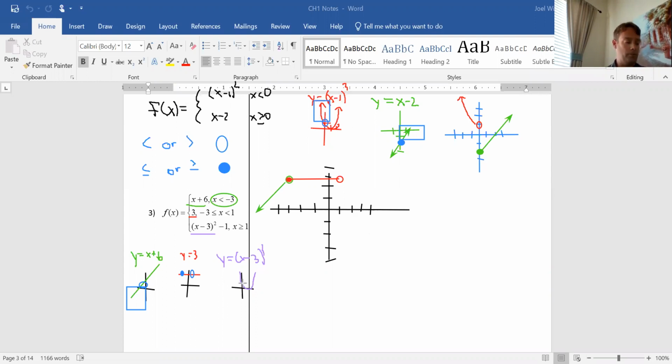Notice on this one, oh, I just realized there was a -1 there. Oopsies. So let me see here if I can fix that a little bit. There we go.